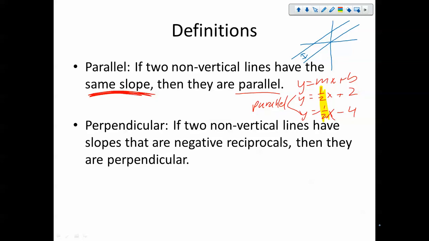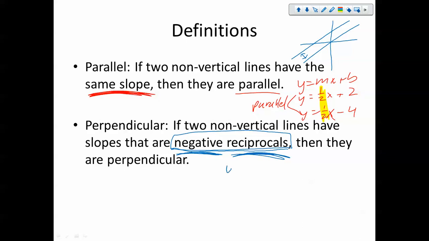Okay, so perpendicular lines: if two non-vertical lines have slopes that are negative reciprocals, then they are perpendicular. So what the heck is a negative reciprocal? Well, we know what negative things are, right? And we know what reciprocals are. That's the flip. So let's just combine those two things together.